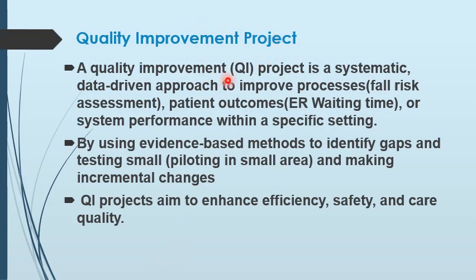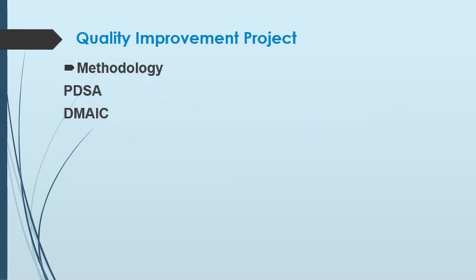The quality improvement project is a systematic data-driven approach to improve processes, for example, fall risk assessment, patient outcomes like ER waiting time, or system performance within a specific setting. By using evidence-based methods to identify gaps and testing small, like piloting it in small units and making incremental changes, this aims to enhance efficiency, safety, and care quality.